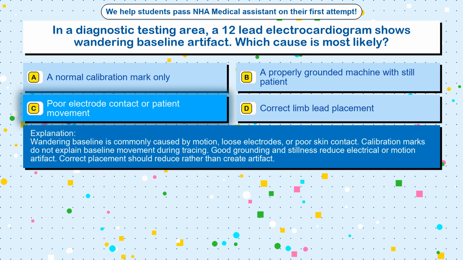Wandering baseline is commonly caused by motion, loose electrodes, or poor skin contact. Calibration marks do not explain baseline movement during tracing. Good grounding and stillness reduce electrical or motion artifact.